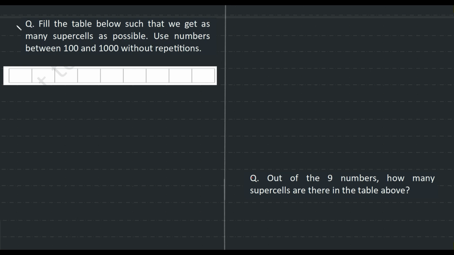Okay, one more question. Fill the table below such that we get as many supercells as possible. We use numbers between 100 and 1000 without repetition. So we get as many supercells as possible. Okay, they want the maximum possibility. Again, I would want you guys to pause and think over. I'll give you guys a clue.